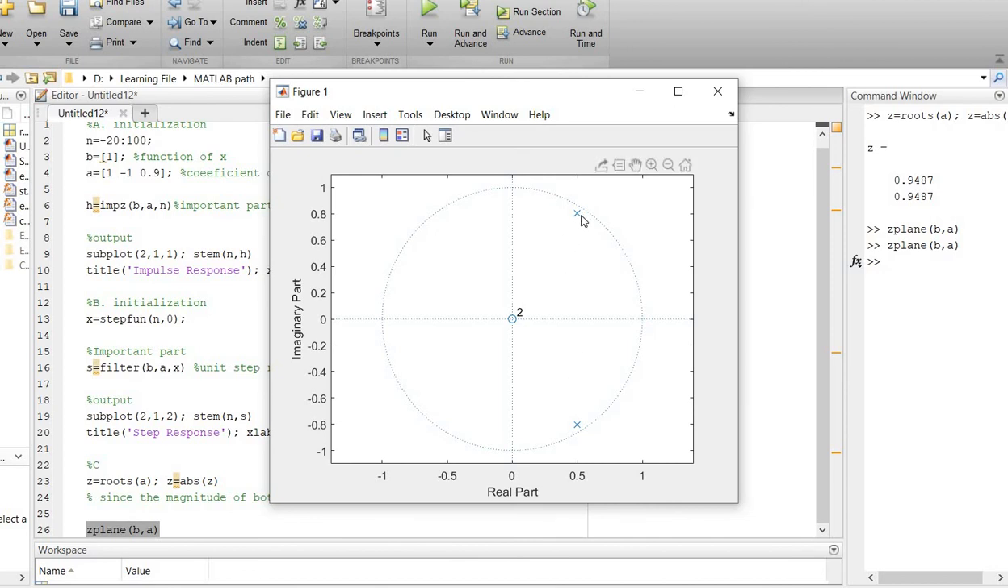this one. As you can see, the poles are inside the circle. Therefore, it's stable. As long as it's inside of the unit circle, we could consider it as stable.